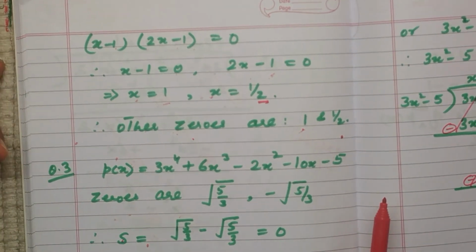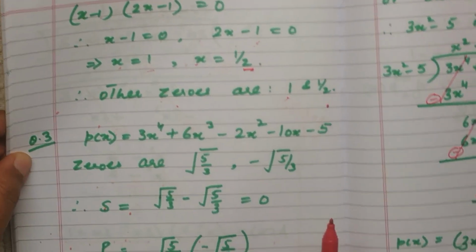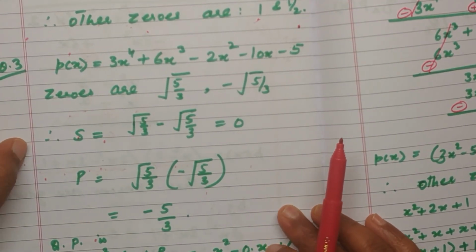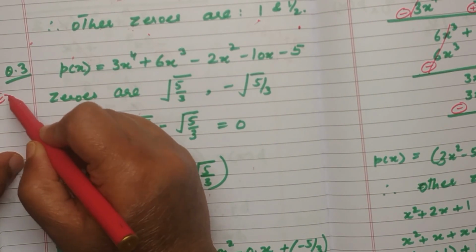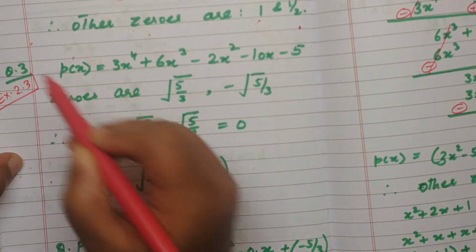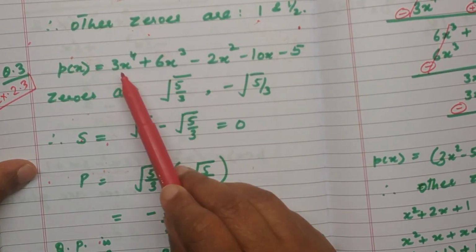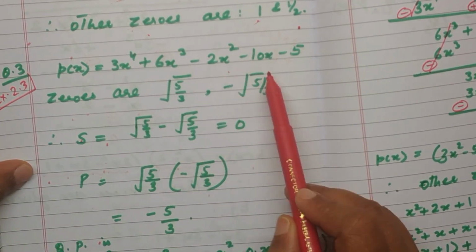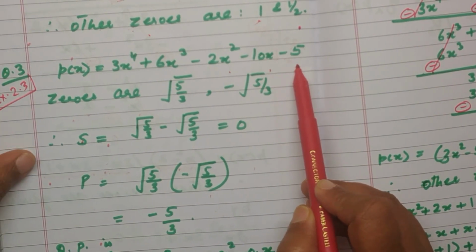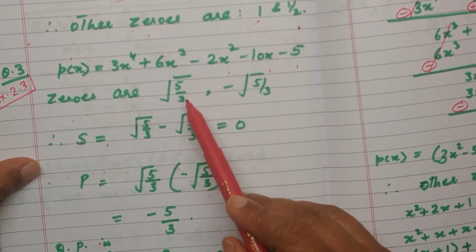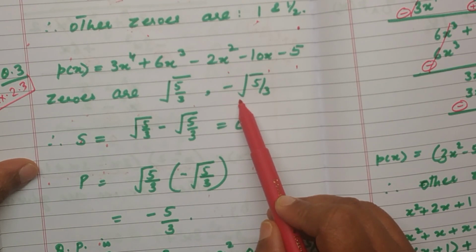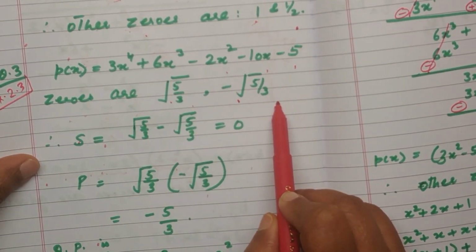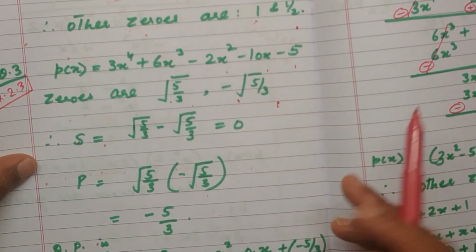Now I'll take one more similar question, from your exercise, question number 3, exercise 2.3. Same way, he has given you a polynomial p(x): 3x raised to power 4 plus 6x cube minus 2x square minus 10x minus 5, and the zeros are root 5 by 3 and minus root 5 by 3. Why am I discussing this question? Because the zeros are given as fractions and in roots. So let us discuss this.